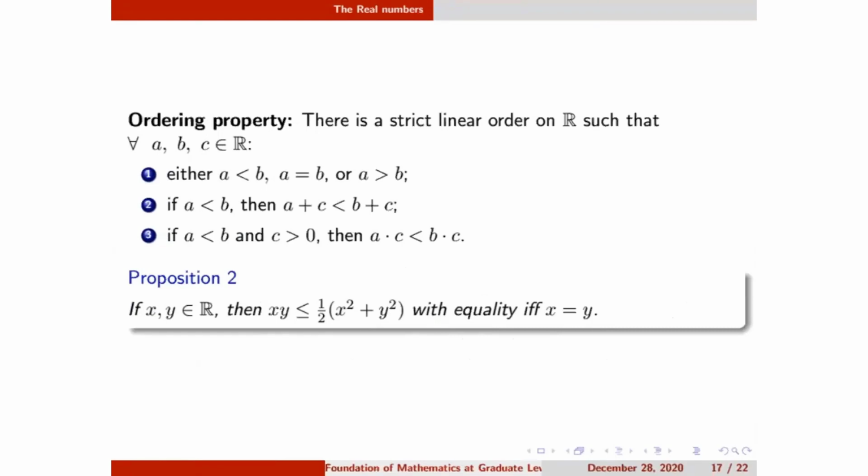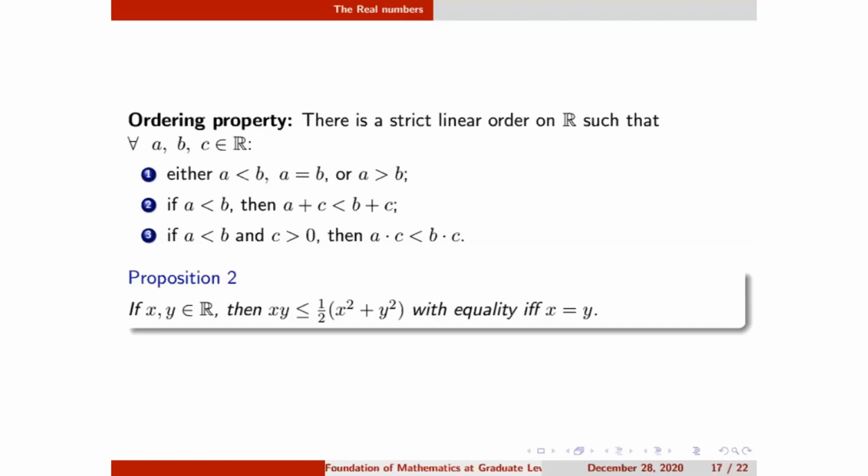The first property says if I have three real numbers A, B, C, either A is less than B, or A is equal to B, or A is greater than B. The second property: if A is less than B and I add C to both sides, A plus C is also less than B plus C. The third property says if A is less than B, and I multiply both sides by a positive number C, the inequality remains unchanged: A dot C is less than B dot C. So this is called the ordering property.